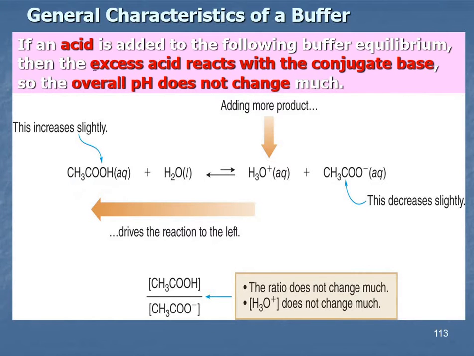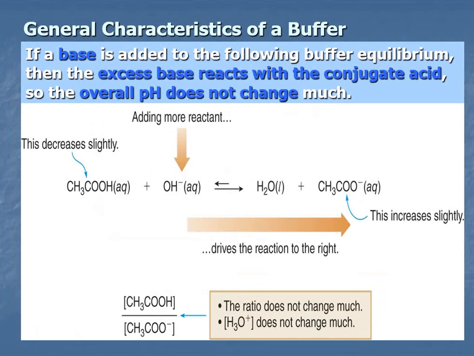So a general characteristic is if I add an acid, the excess acid will react with the conjugate base, and overall the pH doesn't change. Okay, the ratio here does not change. Well, it does go back and forth, but it doesn't affect it very much, the ratio. If it's a base, same kind of thing. We add a base, it reacts with the acid, and we get water, and we get a base that's not as strong. So it doesn't affect as much.